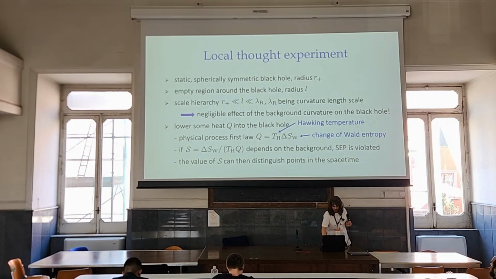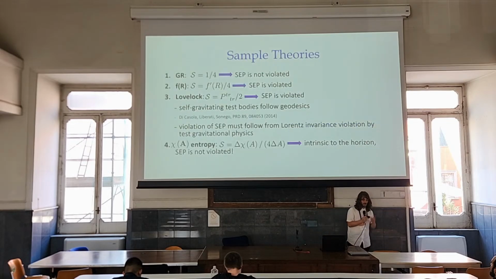So with this thought experiment in place, the only thing that remains to be done is to apply it to various theories and see what we get. So the first completely unsurprising case is general relativity, for which the ratio S is just 1/4, from the famous Bekenstein entropy being the area of the horizon over 4. And in this case, the strong equivalence principle is not violated, as we would expect.